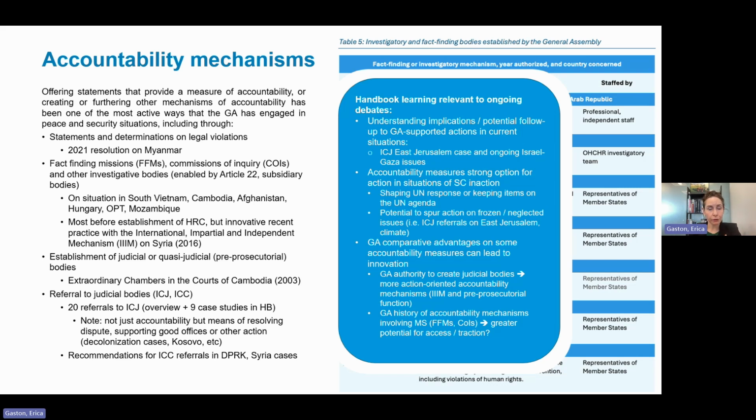One important note on these referrals to judicial bodies, we do discuss them in the accountability section. They are important accountability mechanisms, but it's also interesting to see the way that GA action on these accountability mechanisms has often been a way of engaging in peace and security matters, of trying to take steps forward to advance a dispute or to facilitate good offices. You see that a lot with the decolonization cases, but also on the status of Kosovo, where they're really trying to bring a sort of legal clarity to bear in a way that might unlock some of the issues that are preventing that dispute from being resolved.